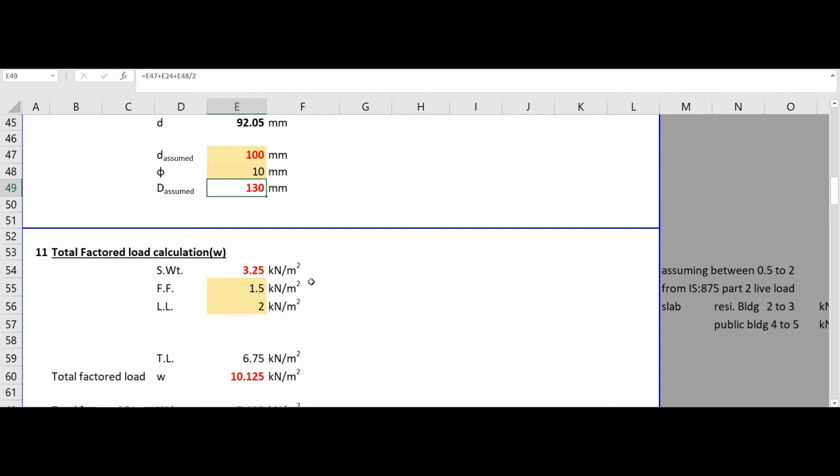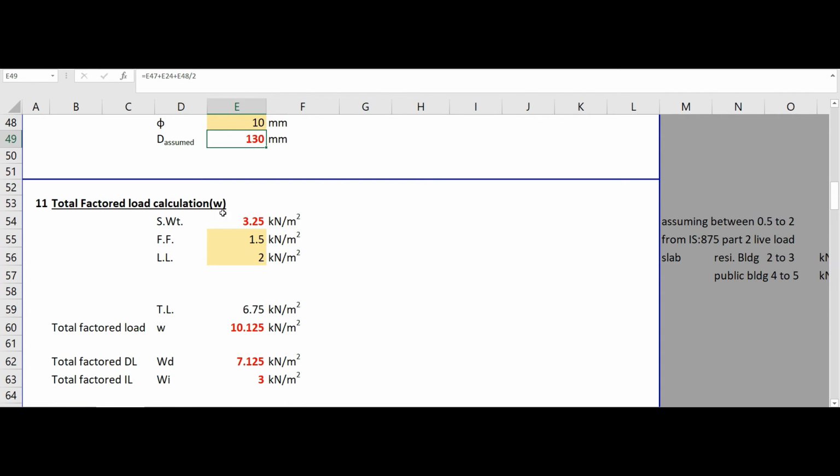The next step is to calculate the factored loads. First is the self weight, which is nothing but the overall depth of the slab multiplied by the unit weight of concrete, which is 25, and I have divided it by 1000 to convert the overall depth from mm to meters. So we get the self weight as 3.25 kN per meter square.